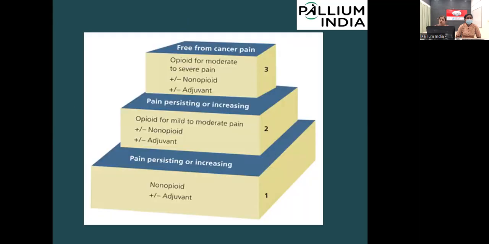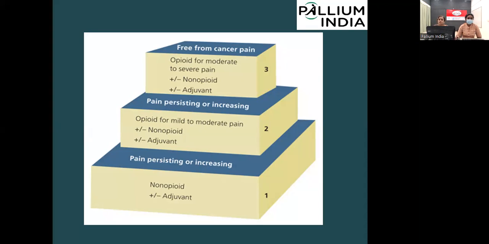So I hope you are all familiar with this ladder, right? Have you seen this ladder before? In the last session? I need some response, yes or no, or thumbs or something. Have you seen this ladder?